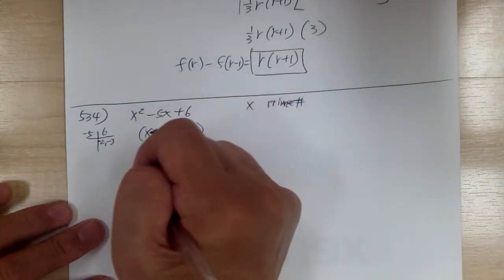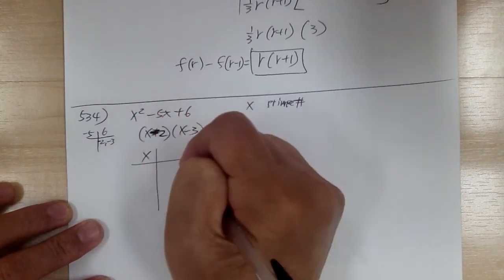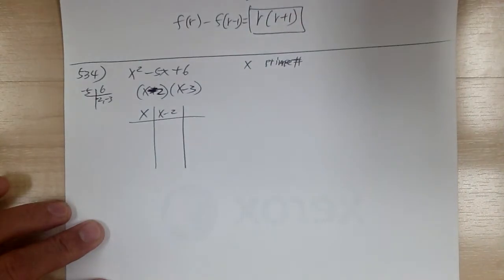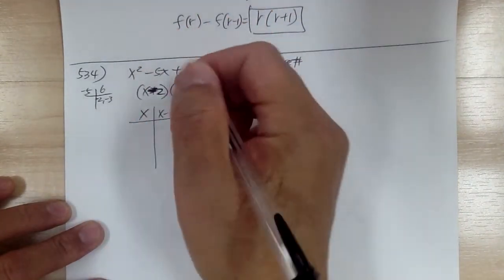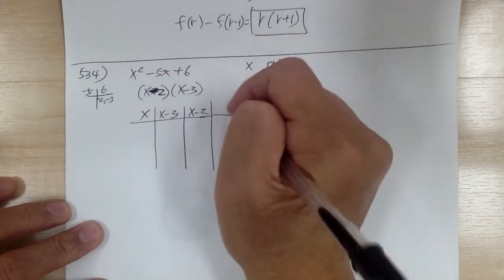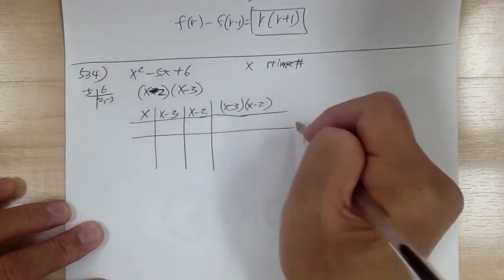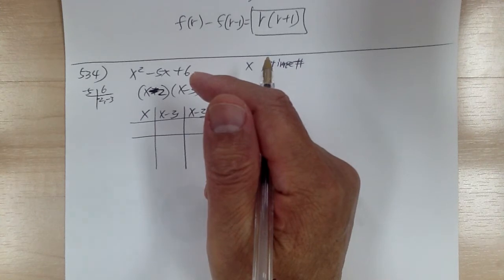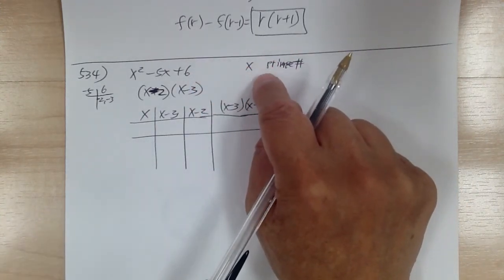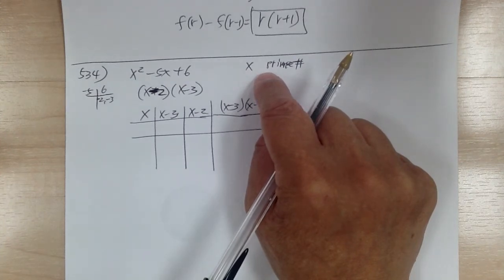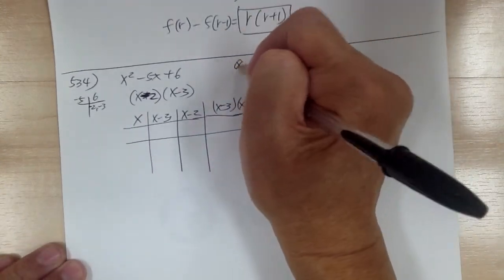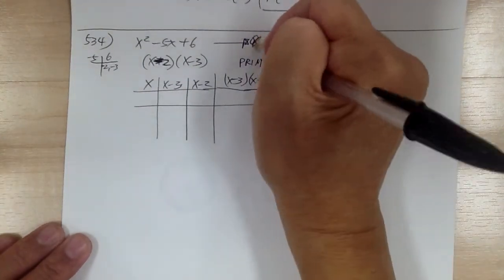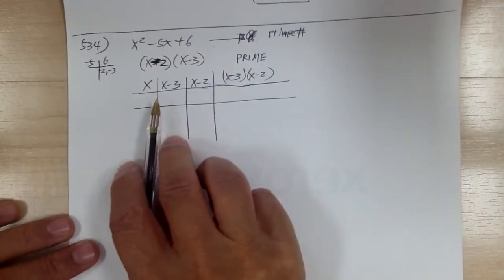So what we're going to do is, again, make a table for x. I'm going to switch this order over here, so this would be (x minus 3)(x minus 2). Let me double check again. You want to find when this product is a prime number. So that means this is a prime number. Make sure we get the thing straight. Okay, so let's try it out.